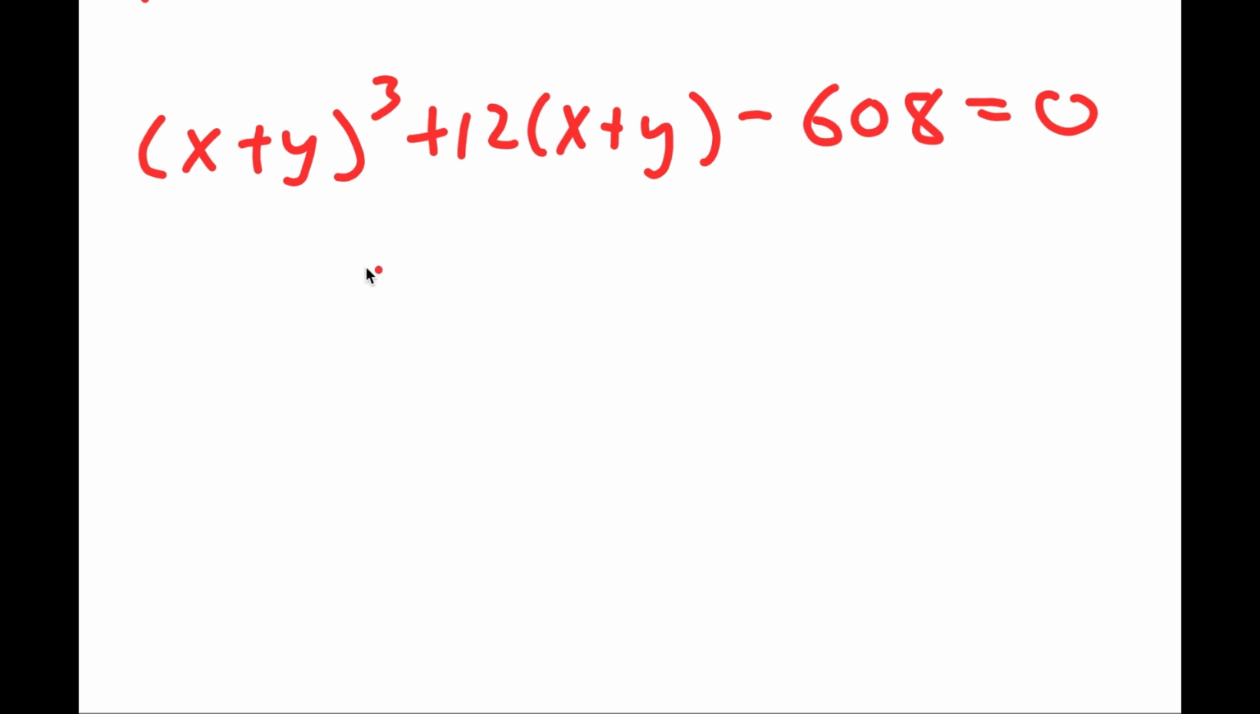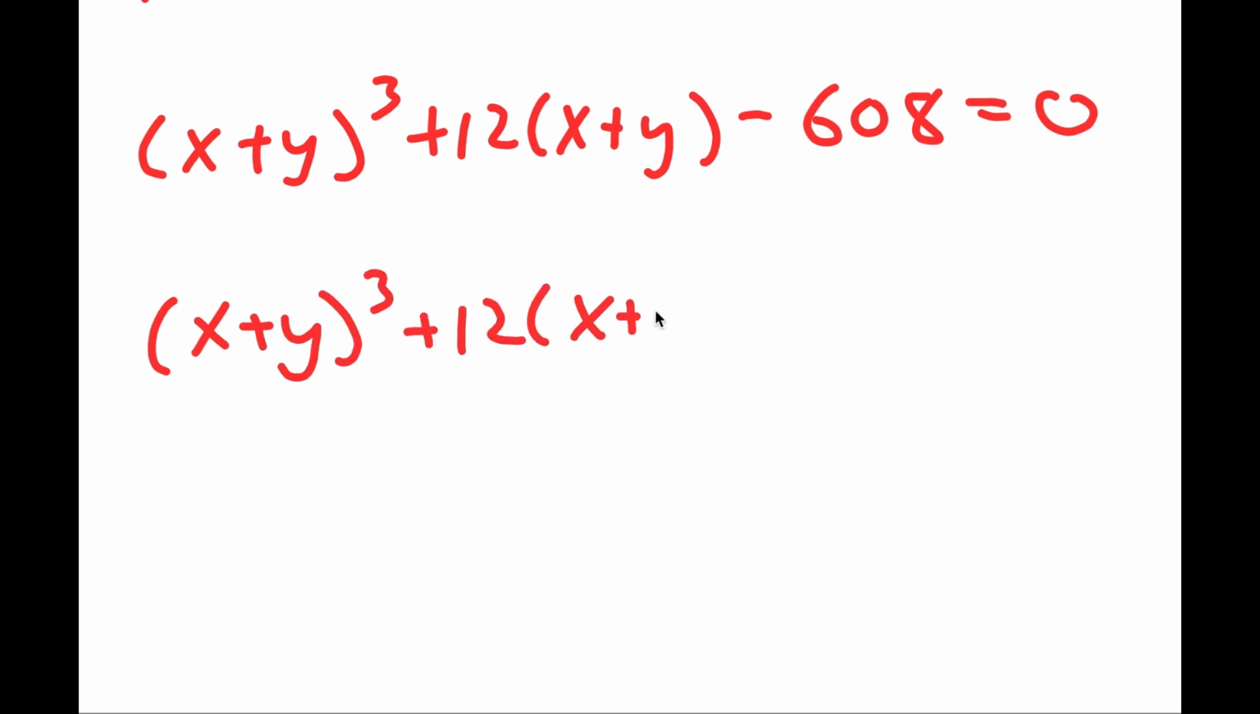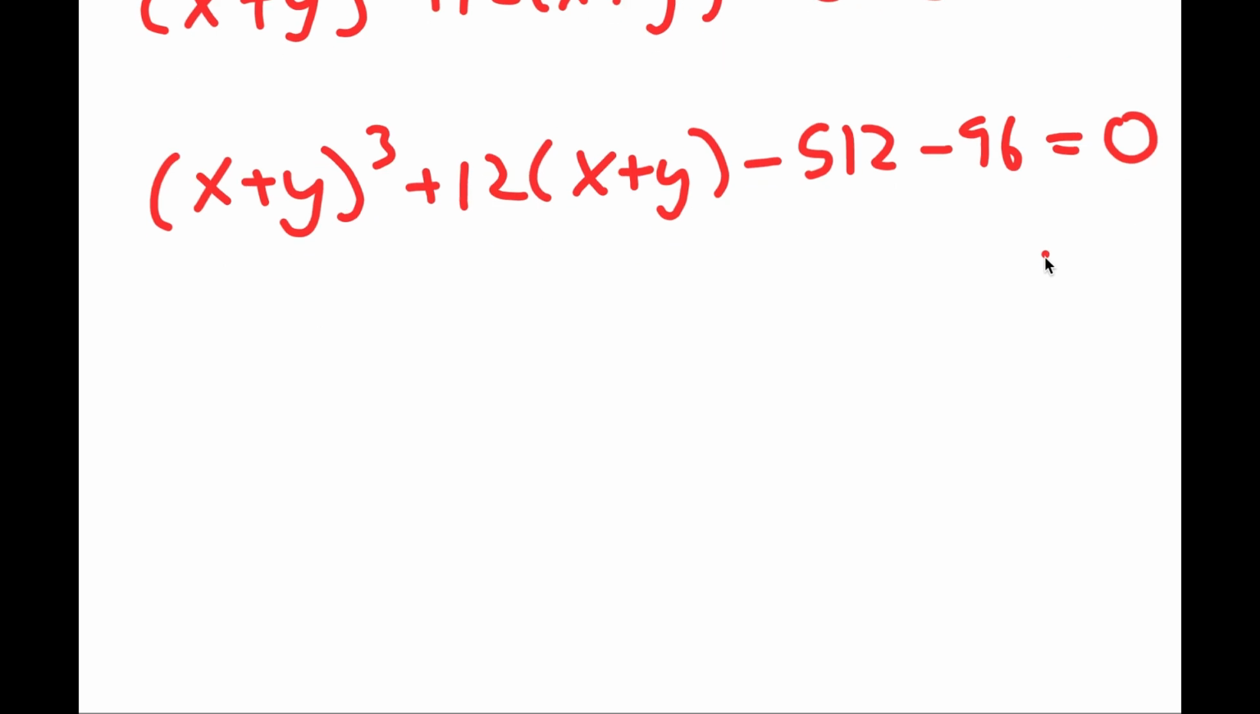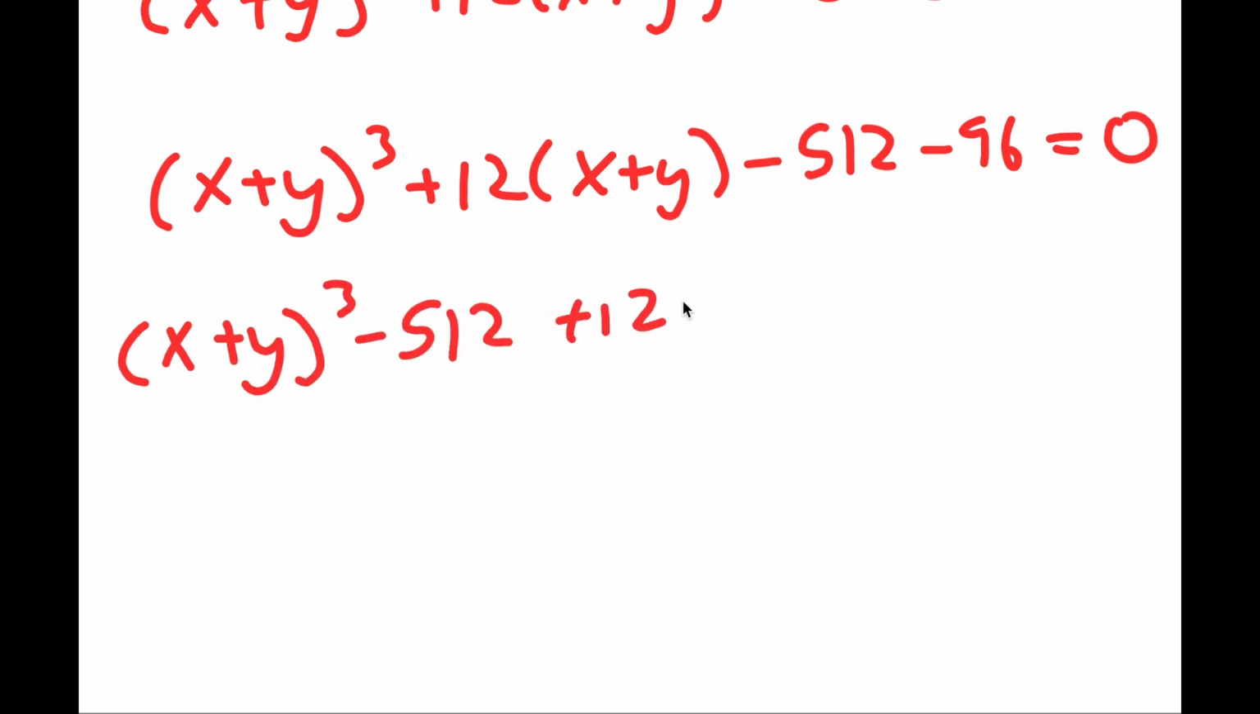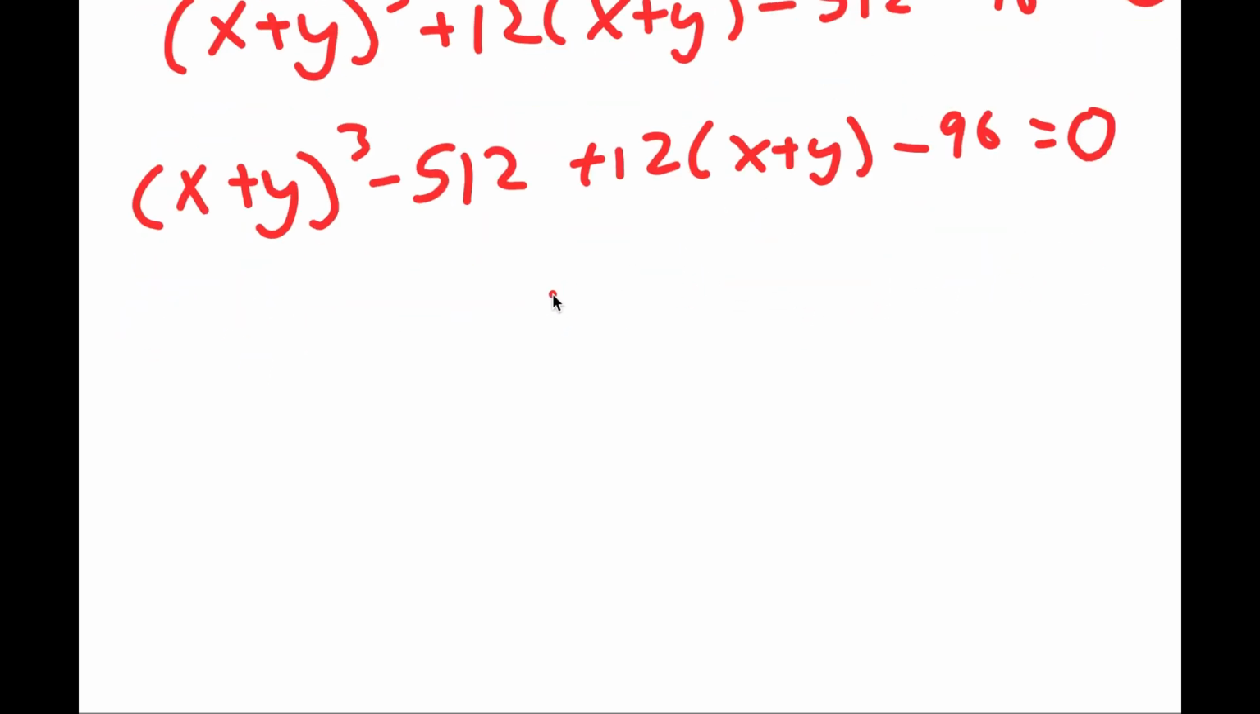Now, I'm going to rewrite negative 608 as negative 512 minus 96. So now I get x plus y to the power of 3 minus 512 plus 12 times x plus y minus 96 is equal to 0 if I regroup. And now 512, or negative 512 I should say, is the same thing as negative 8 to the power of 3.